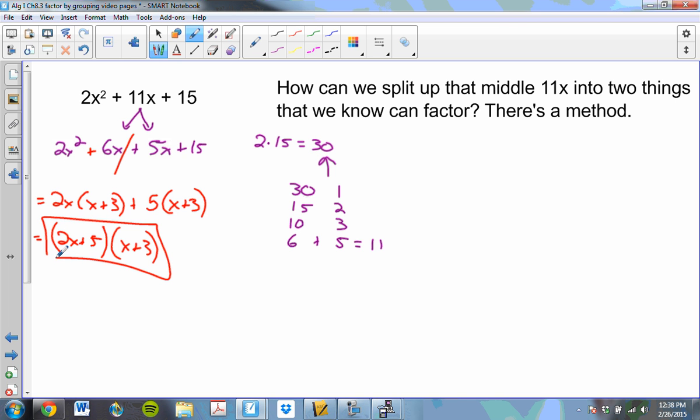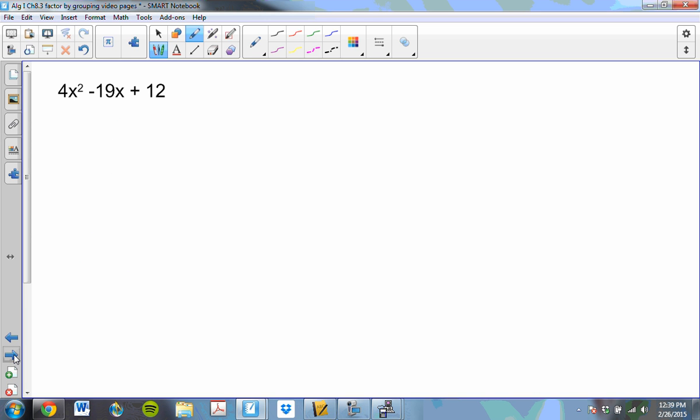Some of you have been asking for a method that isn't just guess and check, and this is really the best one, factor by grouping. I'll do another example. I'm going to go through it kind of quickly, but you can just see it done one more time. I do 4 times 12, which is 48. So I write out the factors of 48. You want to do this in as organized a fashion as you can.